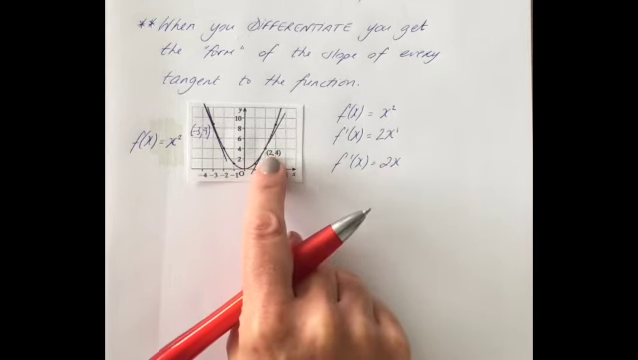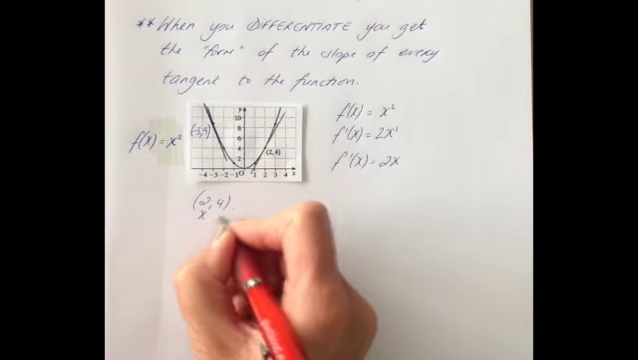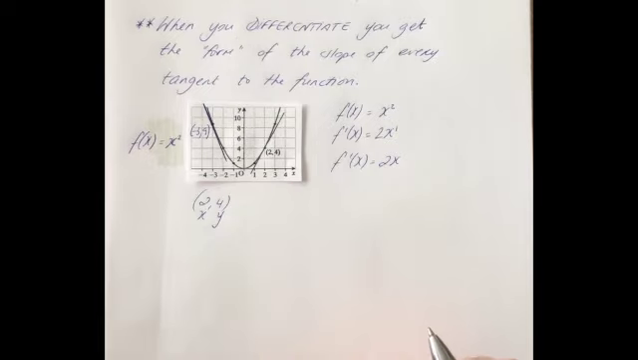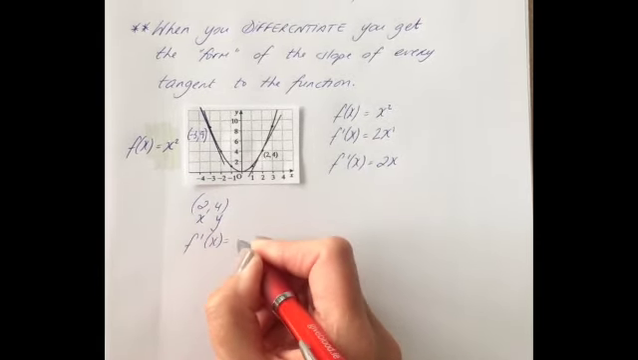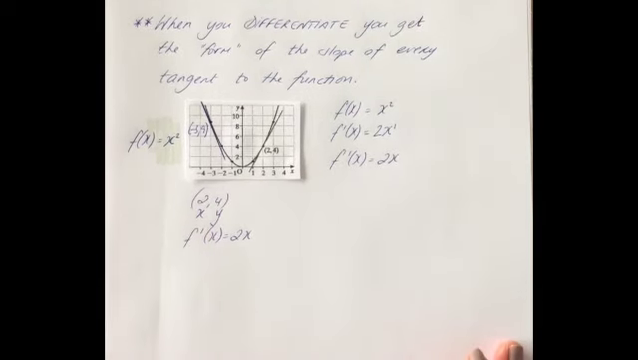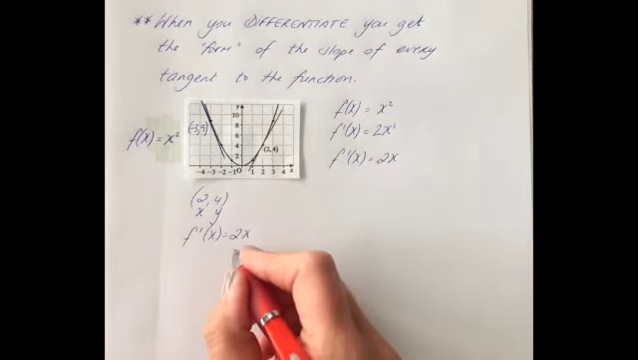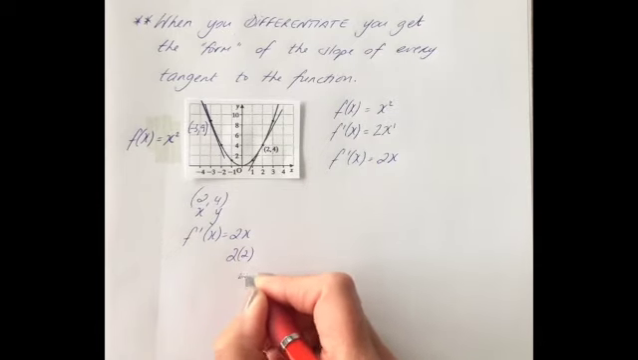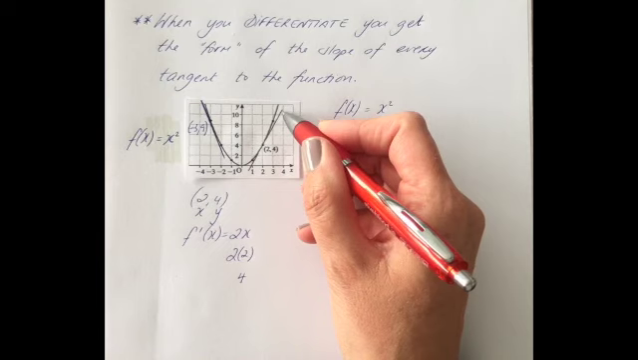So if we're talking at the point (2, 4), where 2 is the x-coordinate and 4 is the y-coordinate, then what I'm going to do is take the form of my slope and sub in the x-coordinate, so the 2. So we get 4. So 4 is the slope of that tangent there.